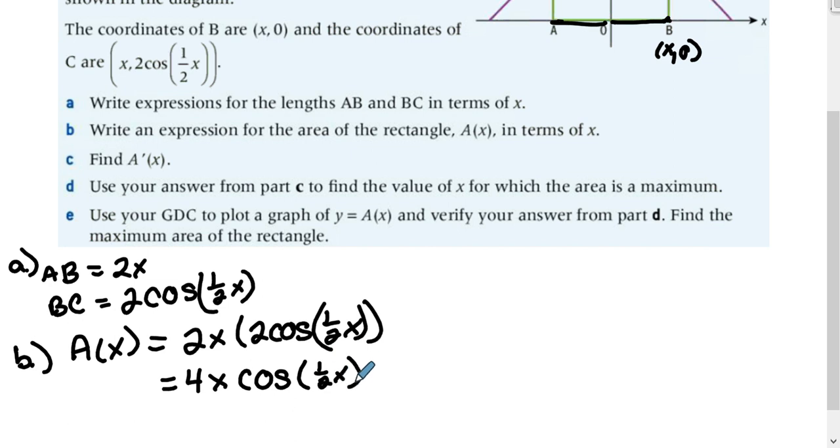That 2 didn't need to be in parentheses there. It's just all multiplication. It's 2X times 2 times cosine of 1/2 X. So that's B. That's A of X. And then part C.